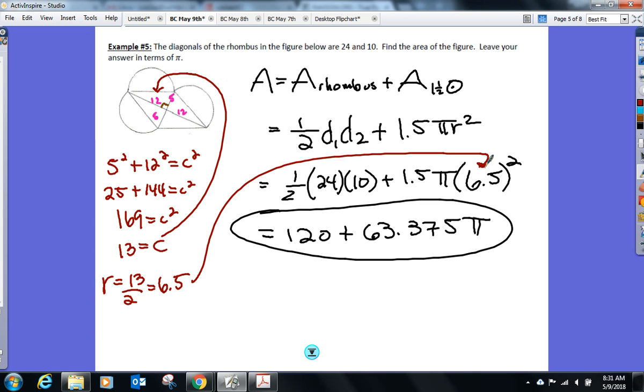Any places we're having issues with the rhombus one? Diagonals bisect each other, so 5 and 5, 12 and 12. The Pythagorean theorem will get you a side of the rhombus, which equals the diameter of the circle. Just make sure when you're doing the circle formula, you multiply by 1.5 because there are 1.5 circles up there. Questions? Okay, I'm moving on.